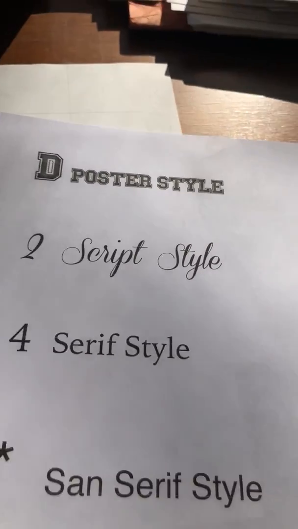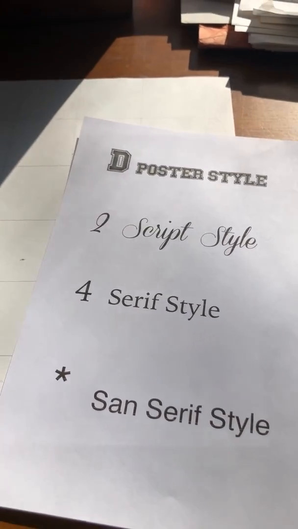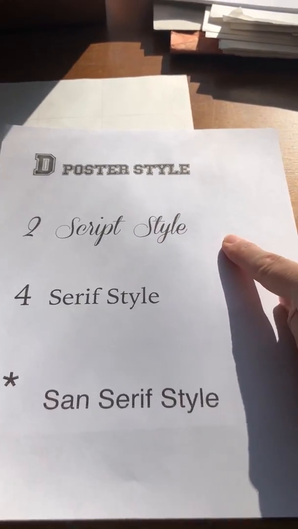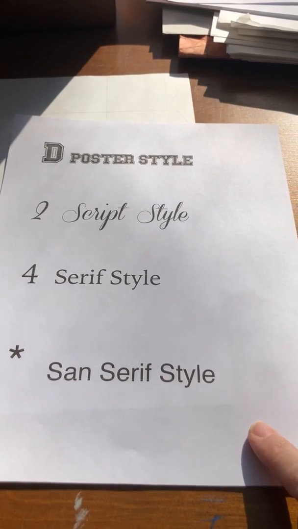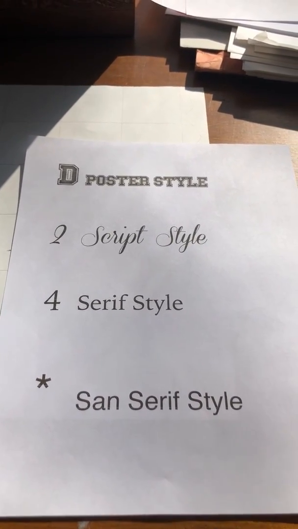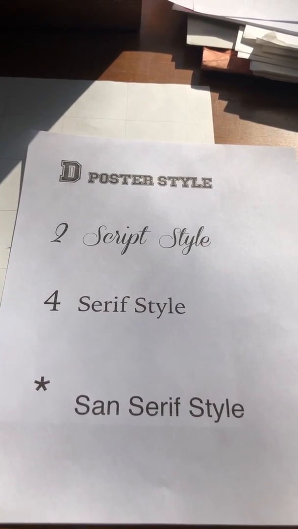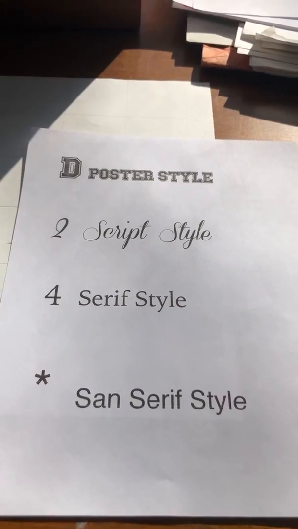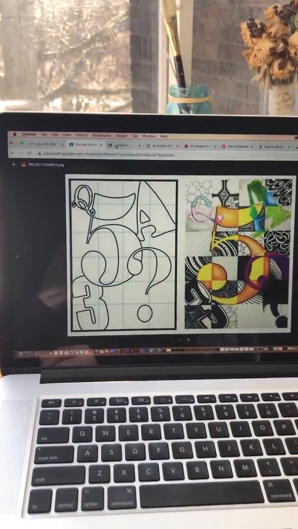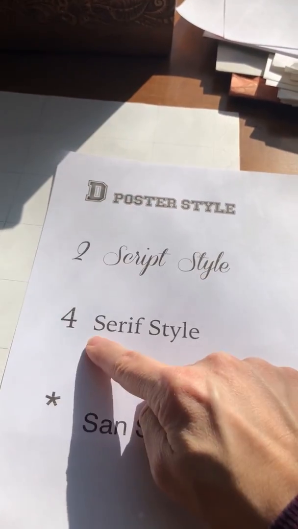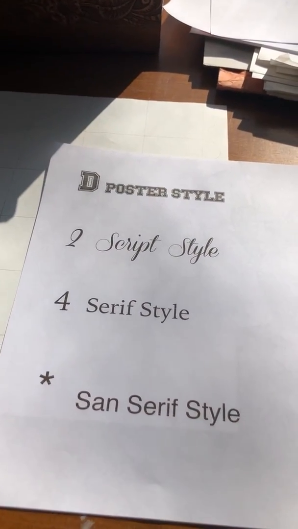So on Friday, I asked that you look up, I printed this out, look up 4 different types of font styles: poster style, script style, serif style, and a sans serif style. All right. And I also asked that you look for 4 or 5 letter number forms that you would place within this design, kind of like what you see here, right? So I chose D, 2, 4, and a star, right?